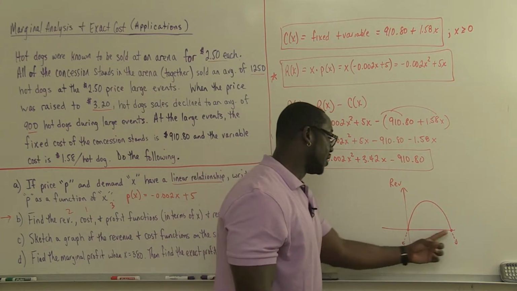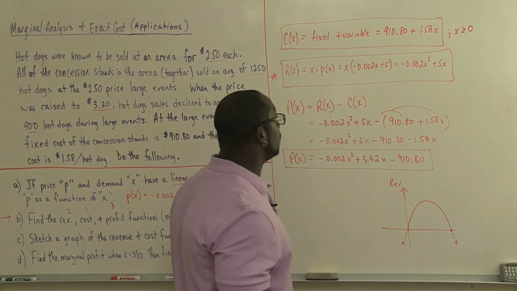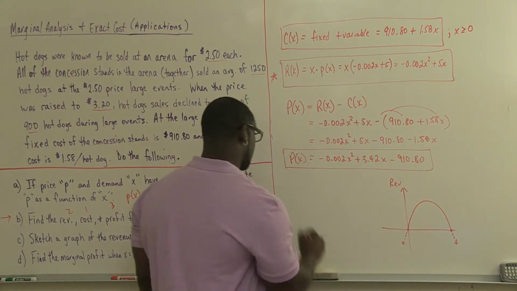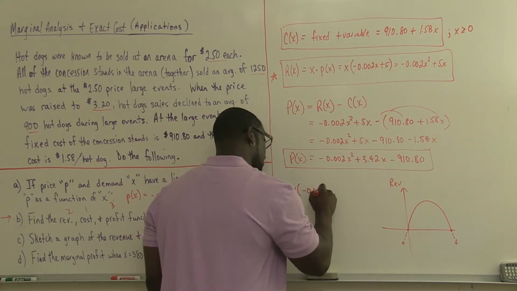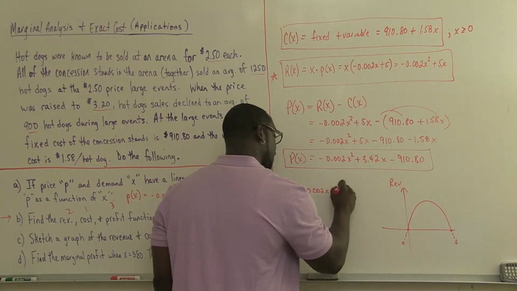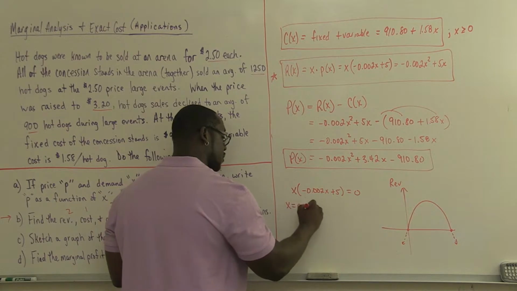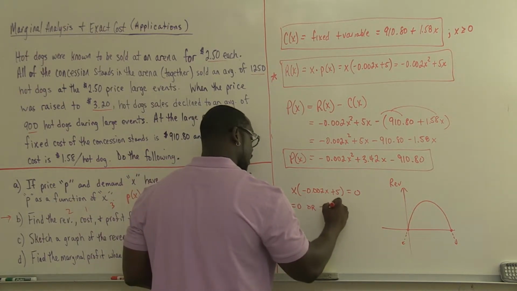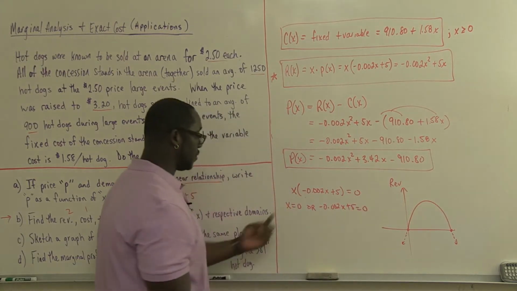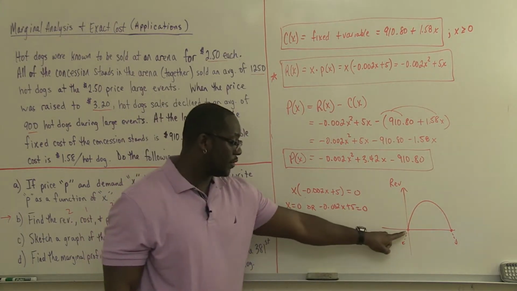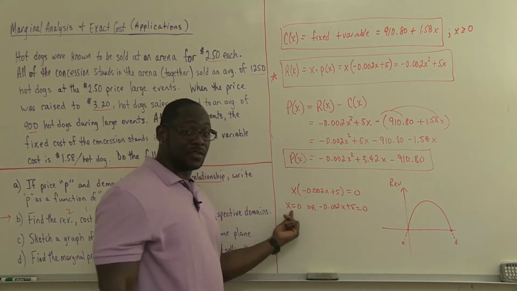So we want to find out what these 2 points are. Well, to do that, what we need to do is set whatever the revenue equation is equal to 0. So if we do that, we see here that this means that x is equal to 0, or we have negative 0.002x plus 5 is equal to 0. Now, of course, if we sell no hot dogs, we make no money. So that actually makes sense.